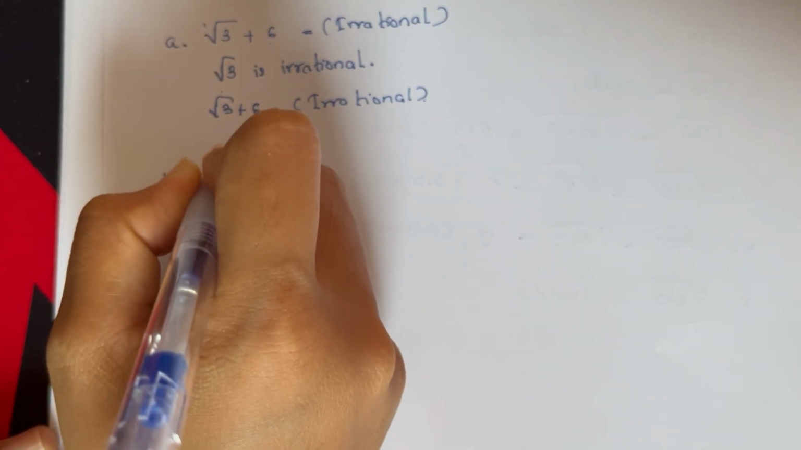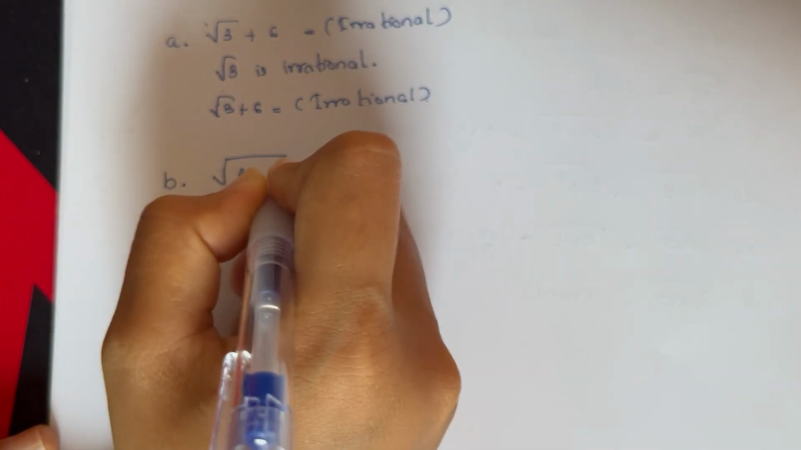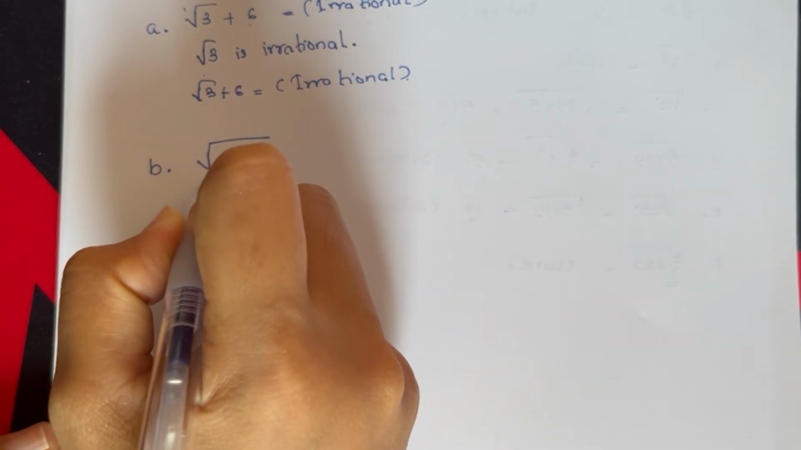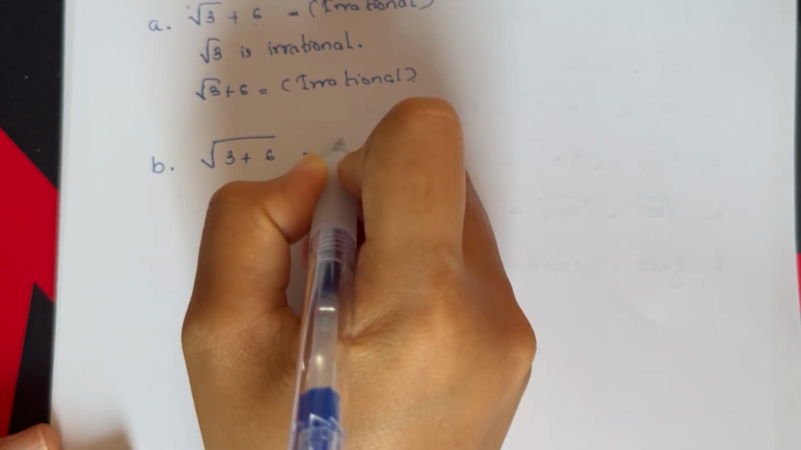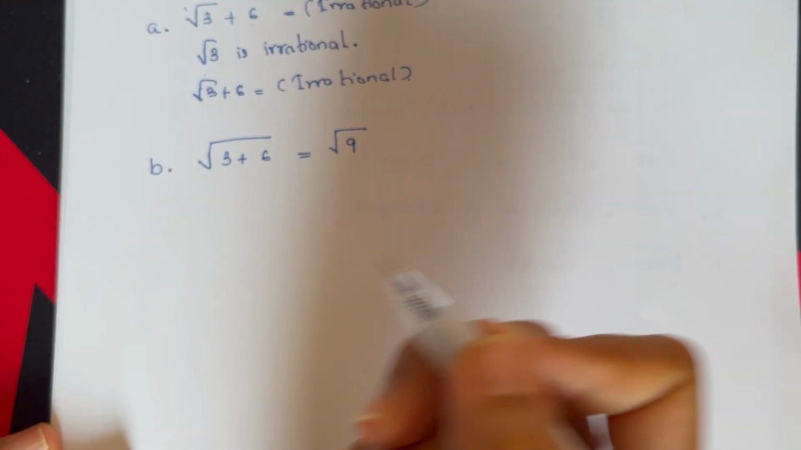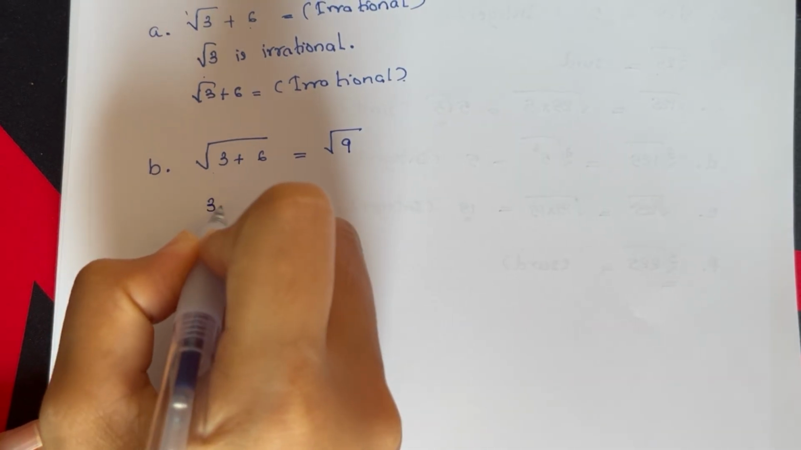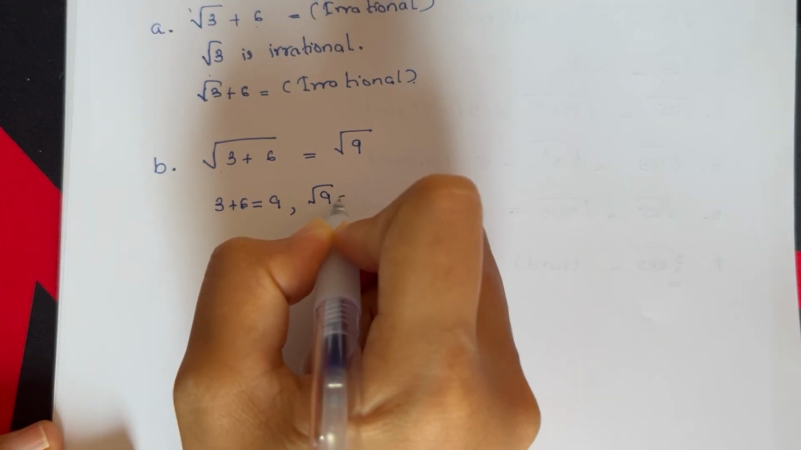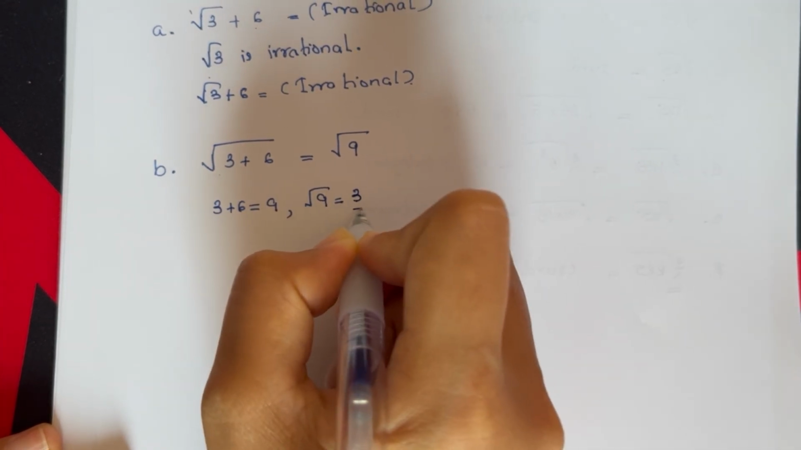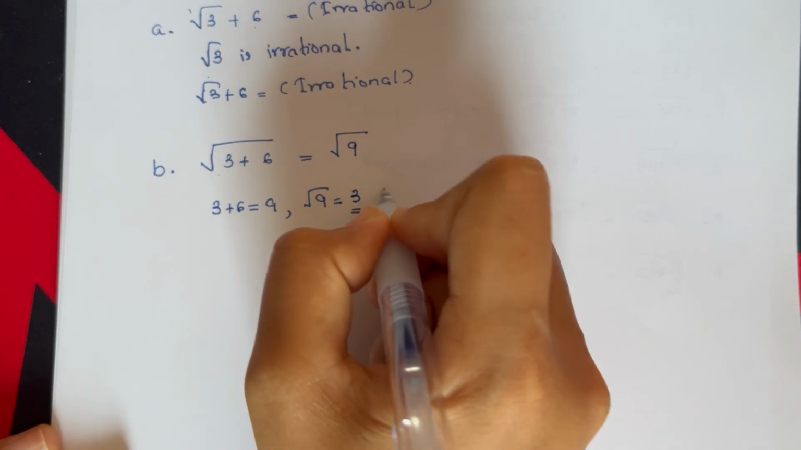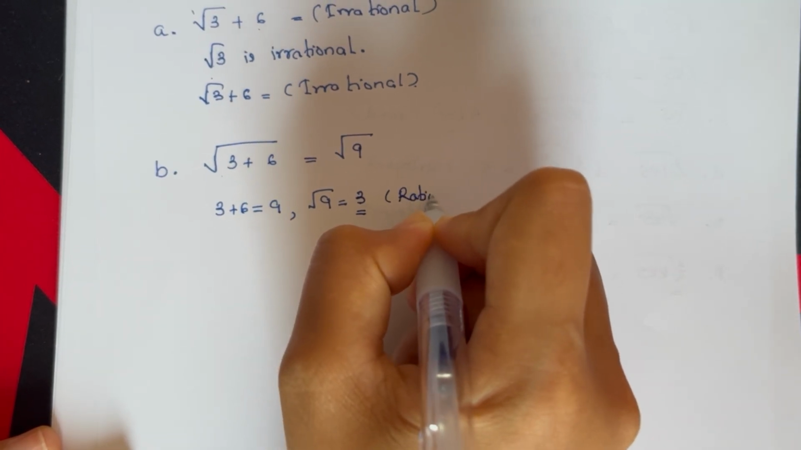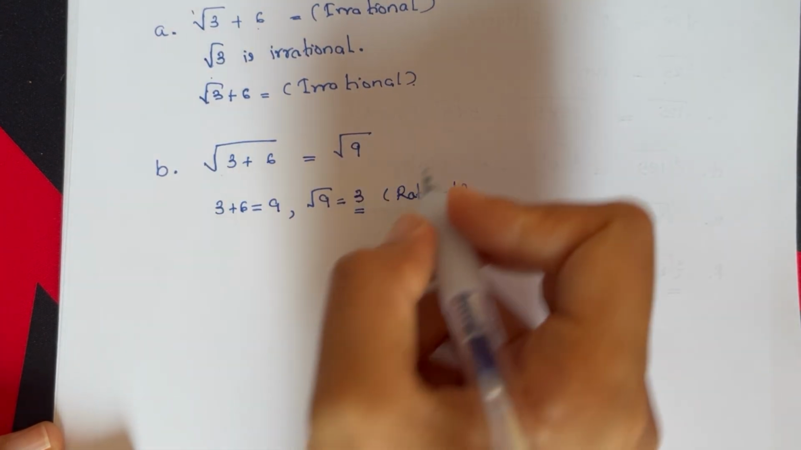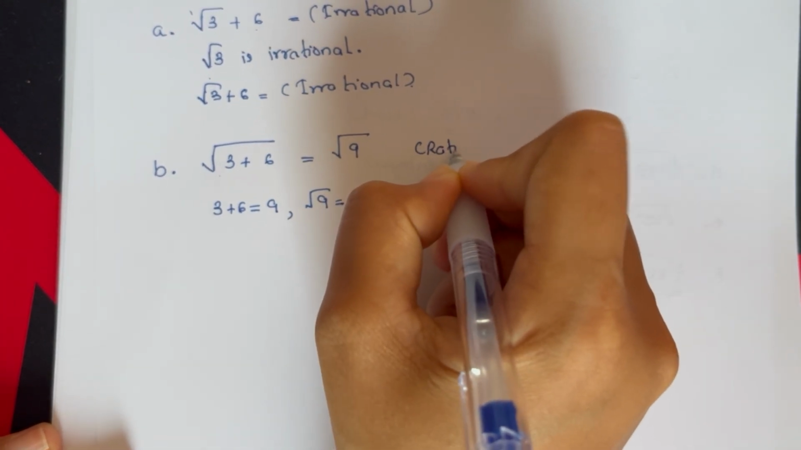P, root 3 plus 6. So root 3 plus 6 is equal to root 9. 3 plus 6 equal to 9 and root 9 equal to 3. 3 is a whole number and it is a rational number. So the conclusion, root 3 plus 6 is equal to a rational number.